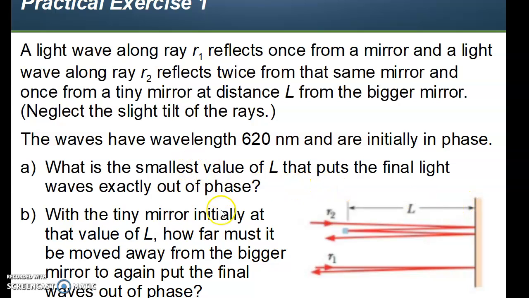Okay? So the waves have a wavelength of 620 nanometers and are initially in phase. What's the smallest value of L, right here, that puts the final waves exactly out of phase? In other words, the difference would be pi, right? With the tiny mirror initially at the value L, how much farther must it be moved away from here, okay, to put the final waves out of phase?